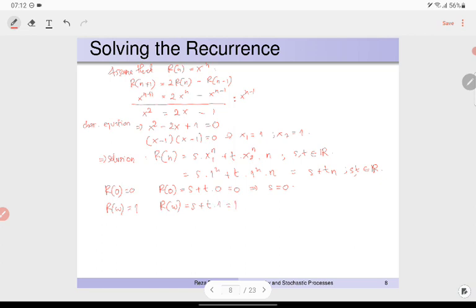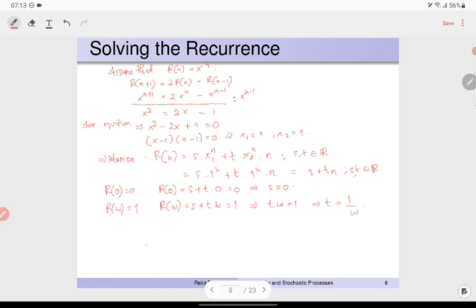But because s is equal to 0, we can conclude that t multiplied by W is equal to 1. Therefore, t is equal to 1 divided by W.